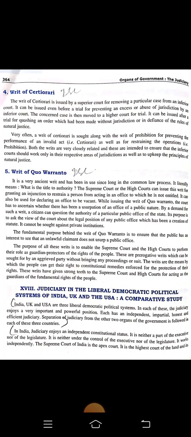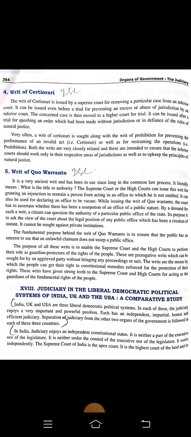Okay, what is the judiciary in the liberal democratic political system of India, UK and the USA? India, UK and USA are three liberal democratic political systems, and in each of these the judiciary enjoys a very important and powerful position. Each has an independent, impartial, honest and efficient judiciary.